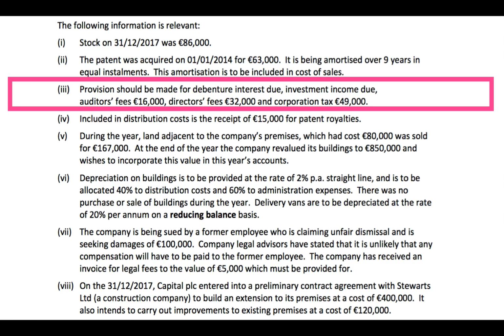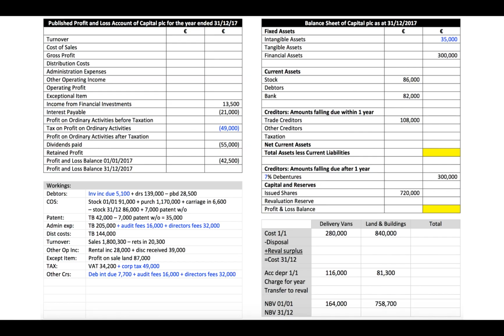Note 3 then says, provision should be made for debenture interest due, which we've already done, investment income due, we've already done, auditor's fees, 16,000 euro, director's fees, 32,000 euro, and corporation tax, 49,000 euro. So when you see provision to be made for, we have not done this yet, okay? So we need to do that now.